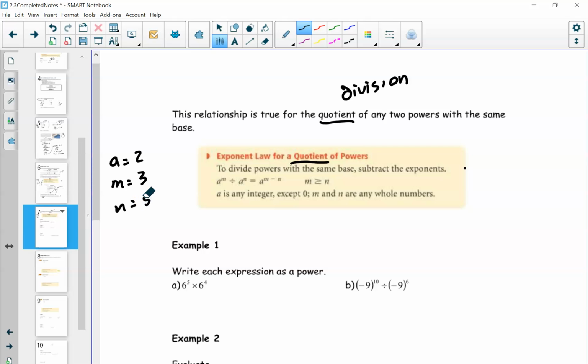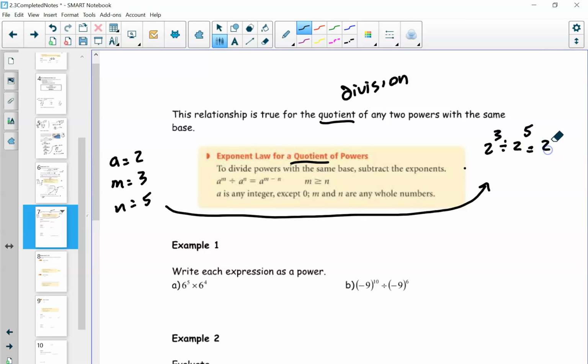Okay, so if we do that, then what we've got is a to the power of m, so that's 2 to the power of 3, okay? And then we've got divided by 2 to the power of 5. We're going to get a negative number on this one, that's okay, equals 2 to the power of m minus n. Okay, so that's the m, that's the n. Okay? So in this case, our final answer is going to be 2.